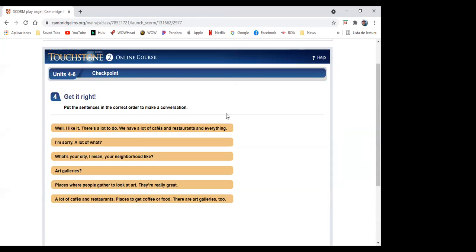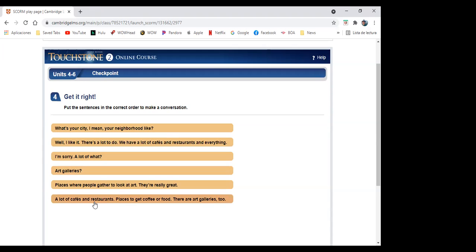Put the sentences in the correct order to make a conversation. In the correct sequence, correct order. Let's see number 1, take a look. What's your city, I mean your neighborhood like? Well, I like it. A lot of cafes and restaurants. Okay, what's your city, I mean your neighborhood like?